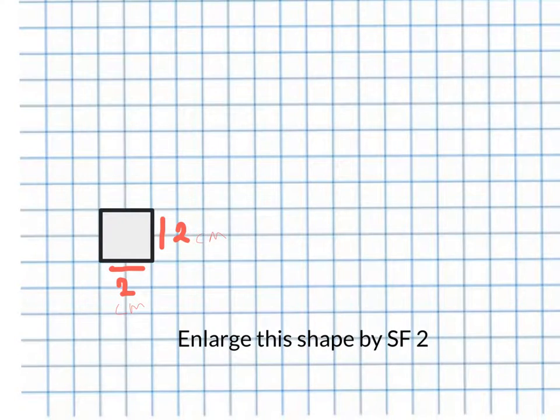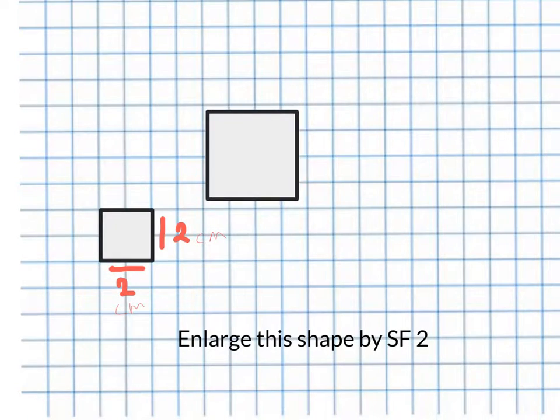Now, when I see the number 2 and scale factor, it means that every dimension of the shape becomes twice as big. So at the moment, I can see that my current square is 2 centimeters by 2 centimeters. So when I enlarge it, I need to make sure that this 2 centimeters becomes 4 centimeters, because that's times by 2. And this side becomes 4 centimeters, because that's times by 2. So I'm going to enlarge this shape by scale factor 2, SF2, meaning that every side of this square will be 4 centimeters. So there's my 4 there and 4 there.